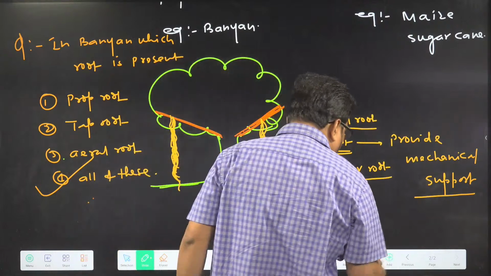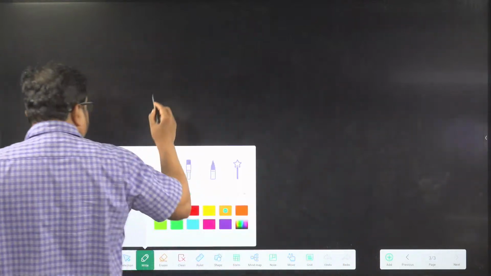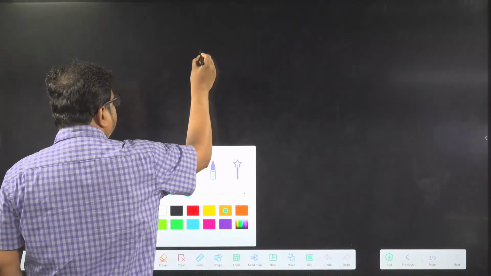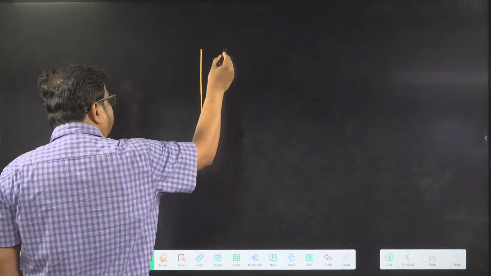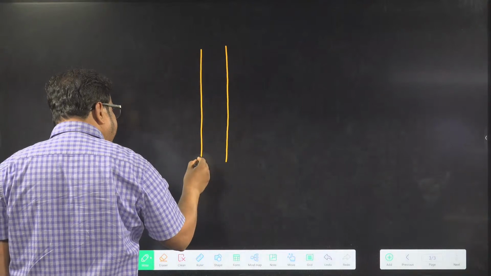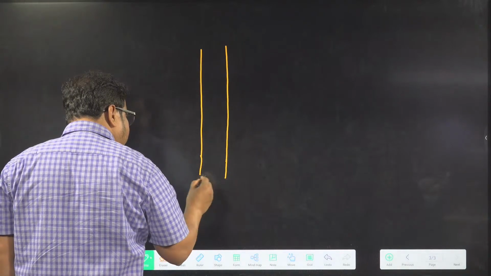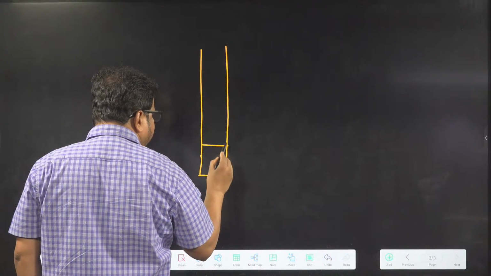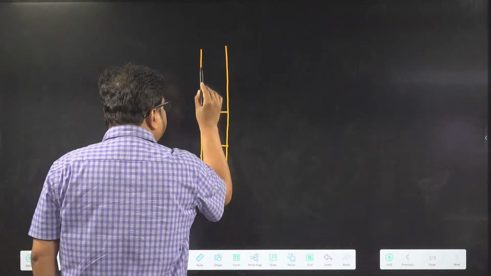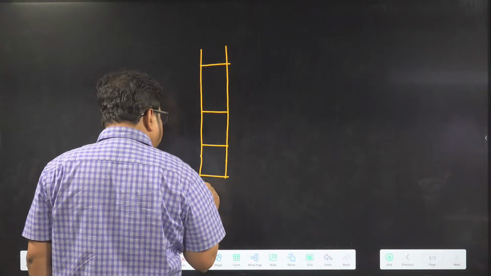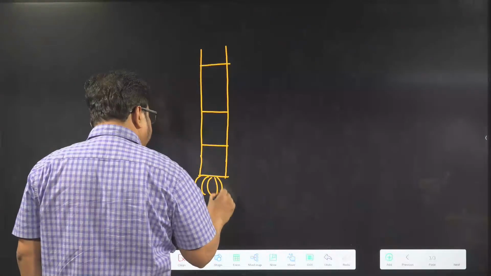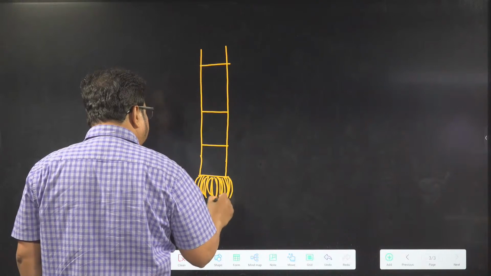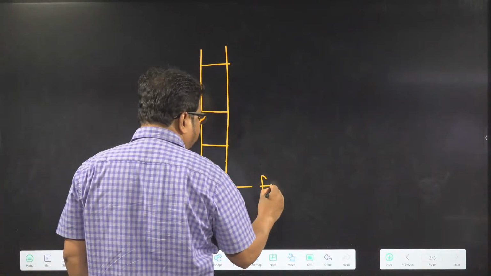Now we are going to talk about maize and sugarcane. What happened? You have seen a maize crop or sugarcane plant? Probably sugarcane you have seen, and you have also seen the maize. So what happened? This is the fibrous root, because both are which kind of plant? Monocot plant. So it is fibrous root.